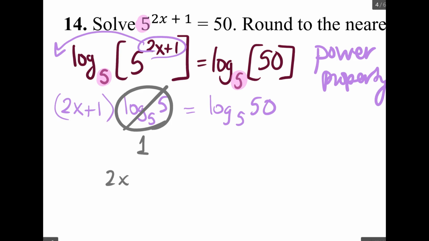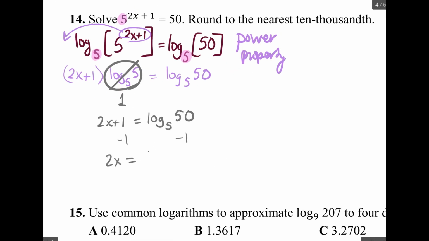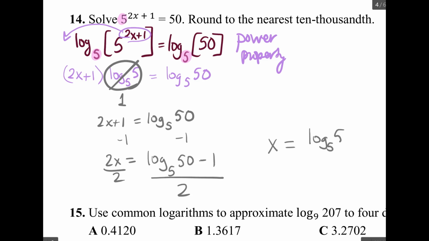So I have 2x plus 1 is equal to log base 5 of 50. How do I get x by itself? Subtract 1. 2x is equal to log base 5 of 50 minus 1. And then, get x by itself. Ugh, I got this multiplication still. Divide both sides by 2. So I'll show you how to put this in your calculator. Log base 5 of 50, then minus 1 all over 2.